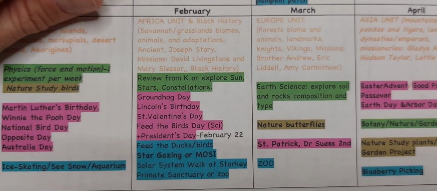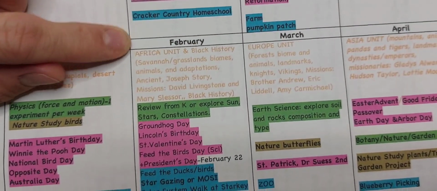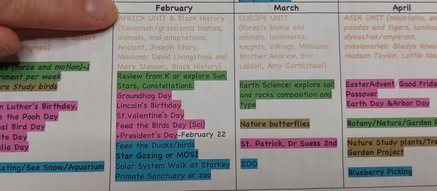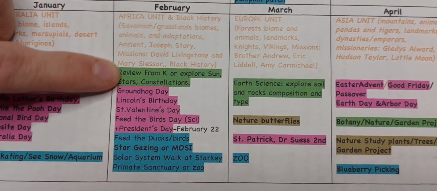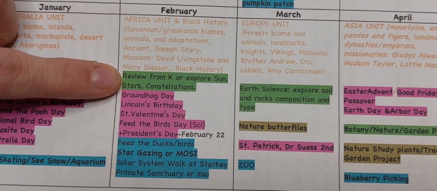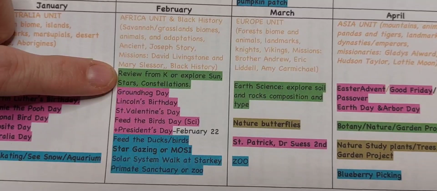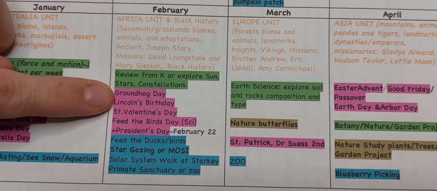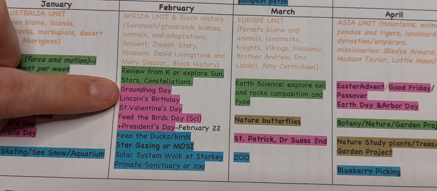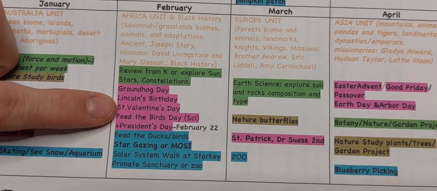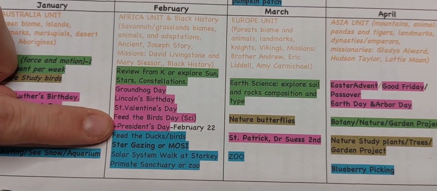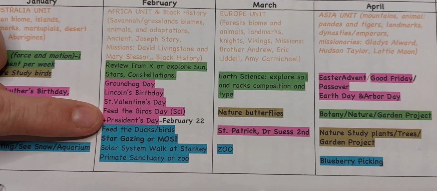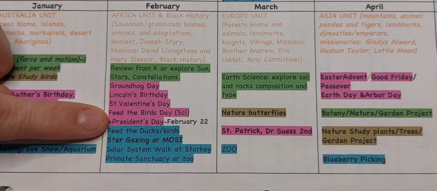All right, February, I decided to do Africa because it is also Black History Month. And then for science, once a week, you can focus on Earth and space science. Holidays you could do this month are Groundhog Day, Lincoln's birthday, St. Valentine's Day, Feed the Birds Day, and President's Day, which is Washington's birthday.